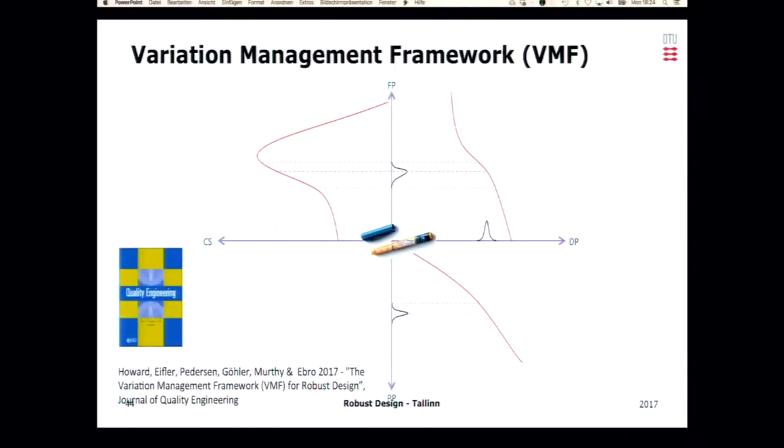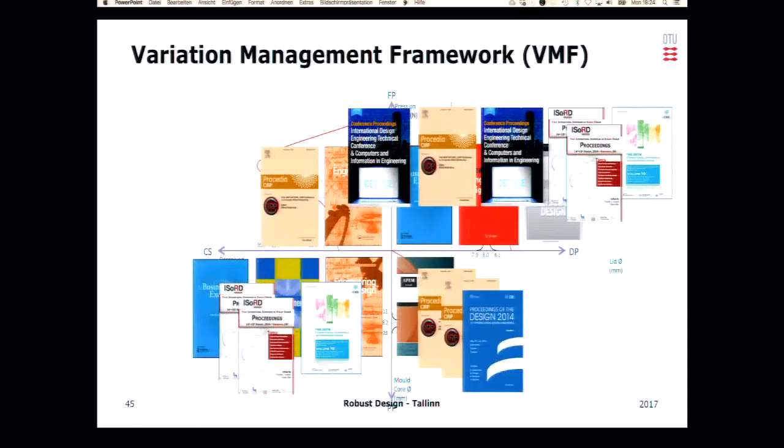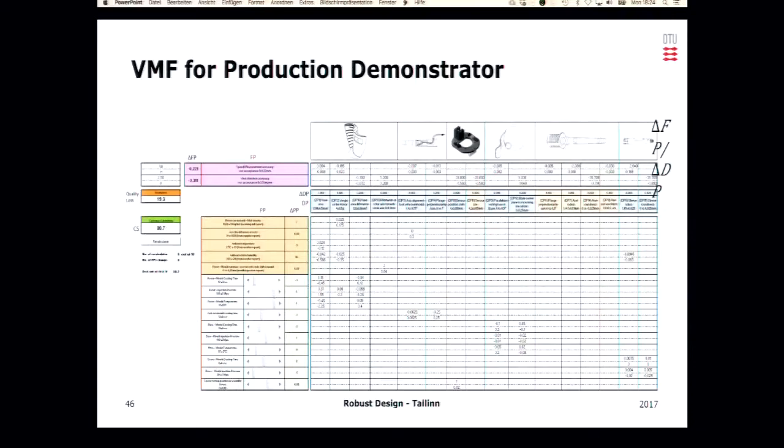We published this in Quality Engineering, but we've also used this to position a whole bunch of other journal and research articles, which we kind of place all around this framework, depending on where the tools or methods are. We then built a demonstrator tool based on this. So we analyzed an anemometer, which is a wind reader.